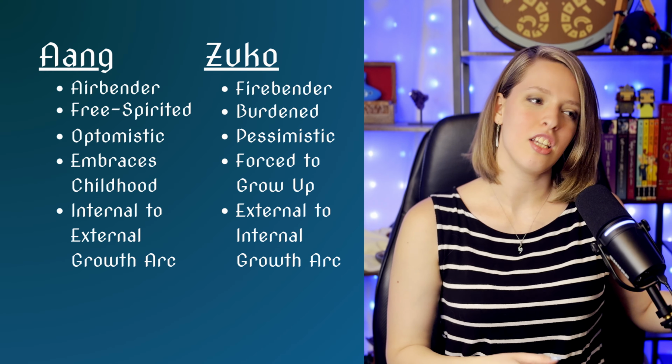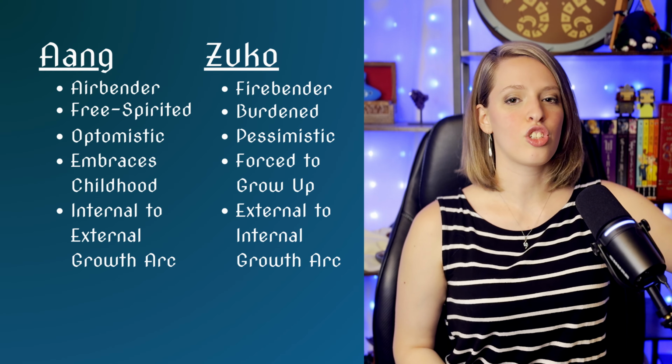Zuko, on the other hand, started with an external problem. He was the crown prince, he was banished, he felt betrayed, he felt like he betrayed his people, and he's burdened with this responsibility to find someone that's supposed to have been dead for a century that no one has been able to find. He's sent on this impossible wild goose chase. But if he does, he can get his honor back and be the prince he always thinks he's supposed to be. So he has this external burden, this external problem.